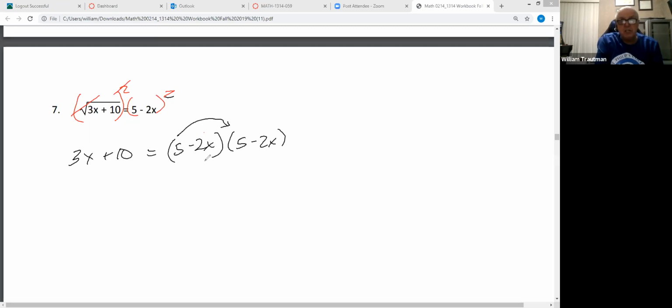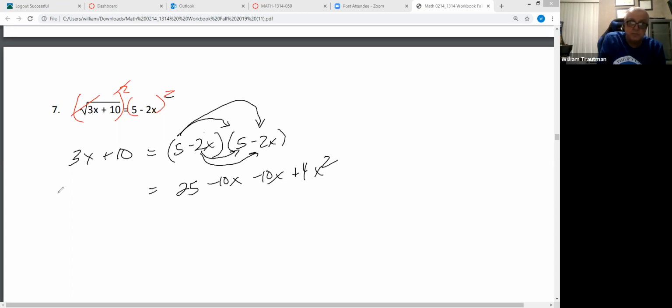5 times 5 is 25. 5 times a negative 2 is a negative 10x. Negative 2 times 5 is a negative 10x. And negative 2 times a negative 2 is a positive 4. x times x is x squared. Now I'm writing too big. I'm messing up my paper now. These two combine, so I'm left with 25 minus 20x plus 4x squared.